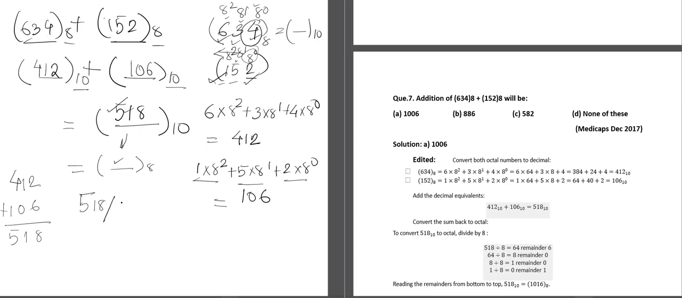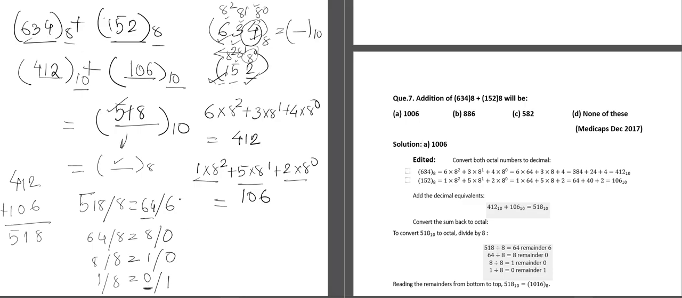518 divided by 8 will be equal to 64 with a remainder of 6. And then we need to divide 64 by 8. 64 by 8 is equal to 8 with a remainder of 0. And 8 by 8 will be equal to 1 with a remainder of 0. And 1 by 8 will be equal to 0 with a remainder of 1. And after that we can't continue the division because we are getting the 0.